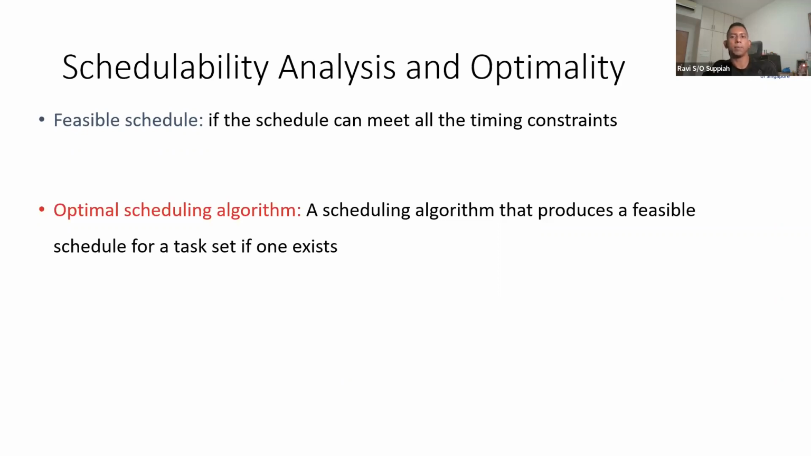It is basically a schedule that can meet all the timing constraints, and an optimal scheduling algorithm is one that produces a feasible schedule if it exists. So why do we say if it exists? Because you could have an instance, as we will see in a while, where you are not able to fulfill the deadlines. You try to do too many things, or you have too short deadlines for many tasks and you're not able to fulfill the deadlines. So an optimal scheduling algorithm may not exist.